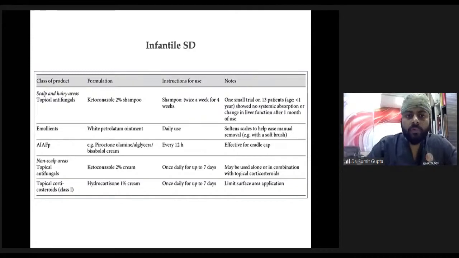For infantile seborrheic dermatitis, topical antifungals along with emollients, if there is thick crusting on the scalp, can be used. Anti-inflammatory antifungal products can also be used. And for non-scalp areas, topical antifungals or topical corticosteroids up to hydrocortisone or desonide can be used.